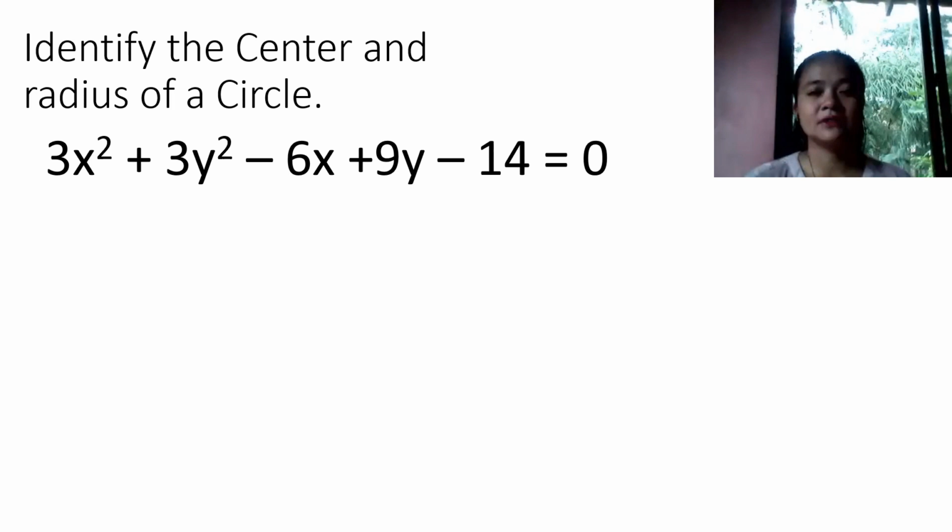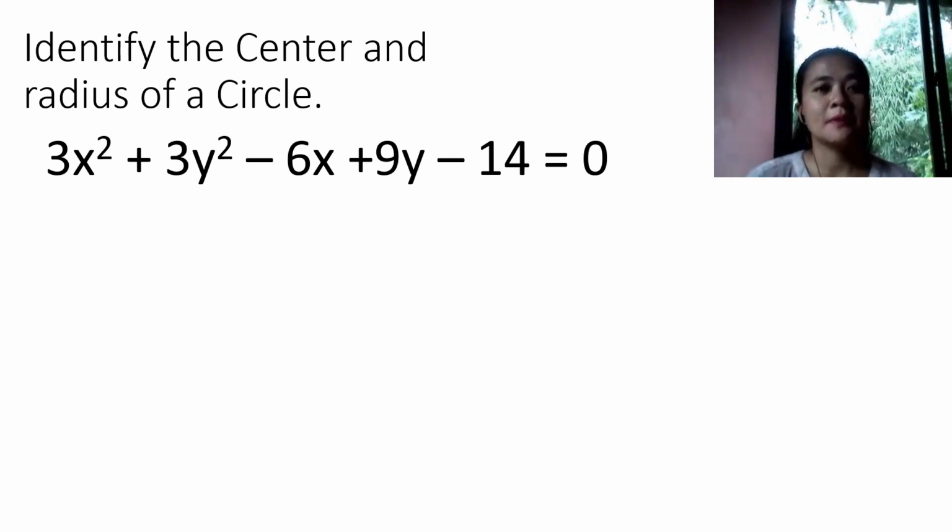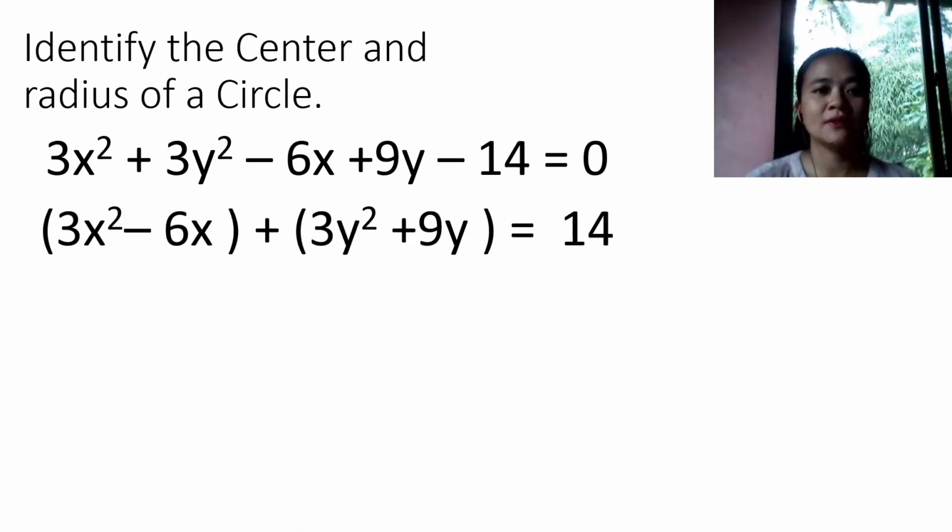How about for the second equation? We have here 3x squared plus 3y squared minus 6x plus 9y minus 14 is equal to 0. First, you need to regroup the terms having the same variable. So we have 3x squared minus 6x plus the quantity 3y squared plus 9y is equal to 14. And then after that, you're going to complete the trinomial so that you can factor and have a perfect square binomial.